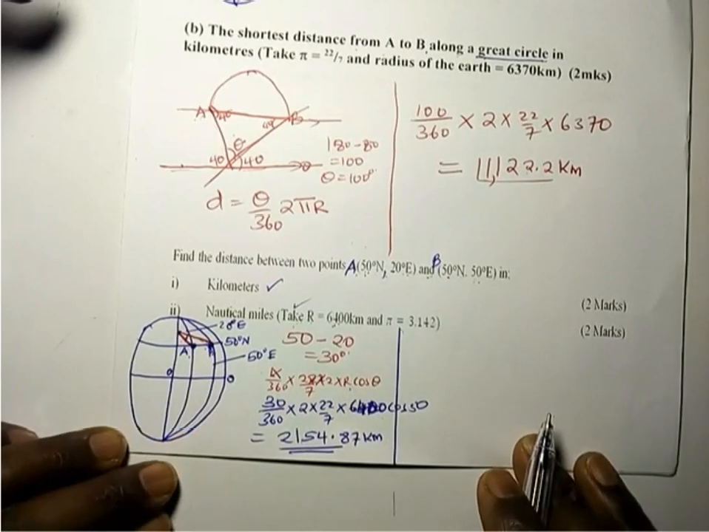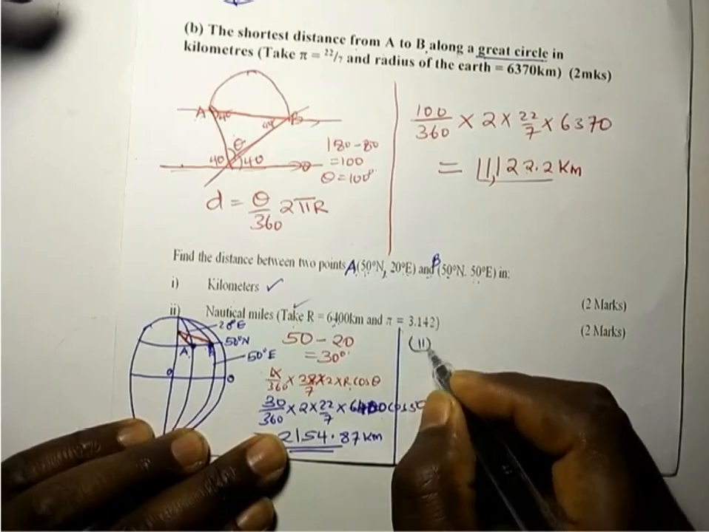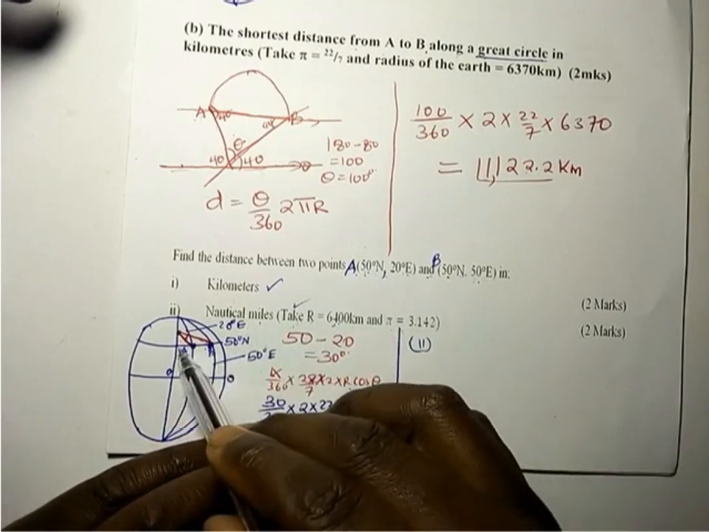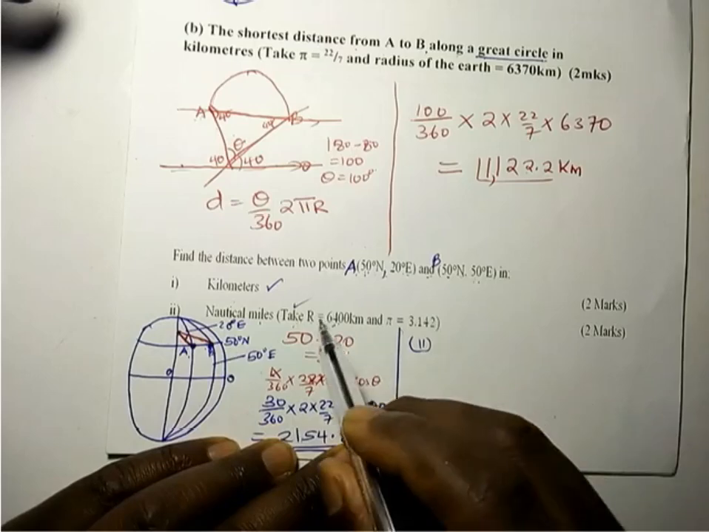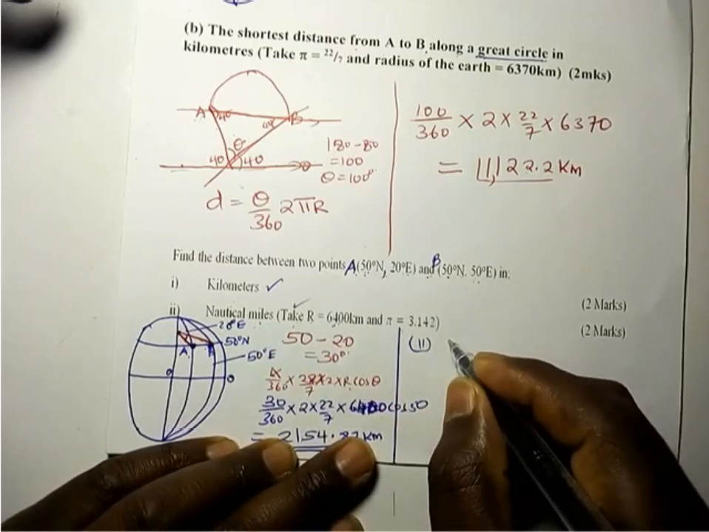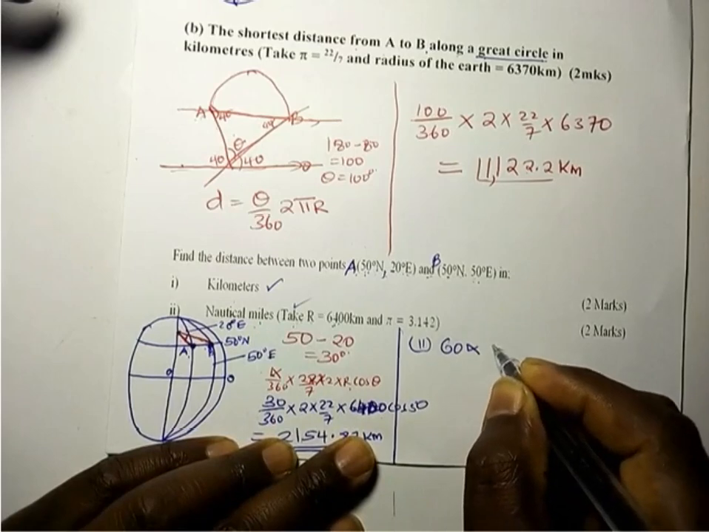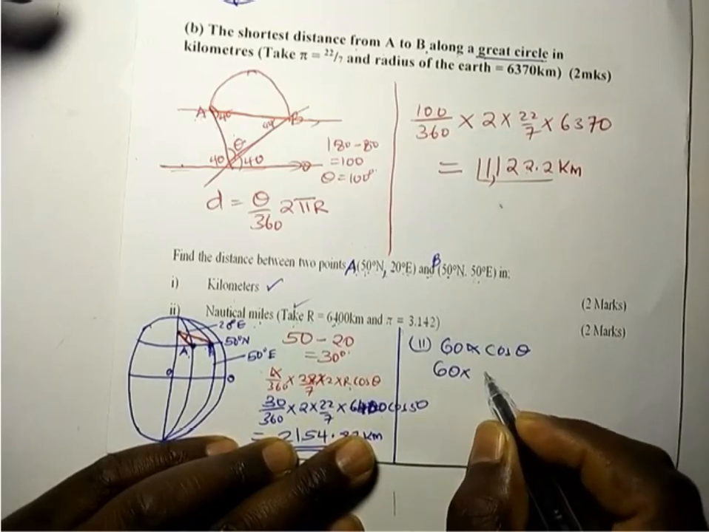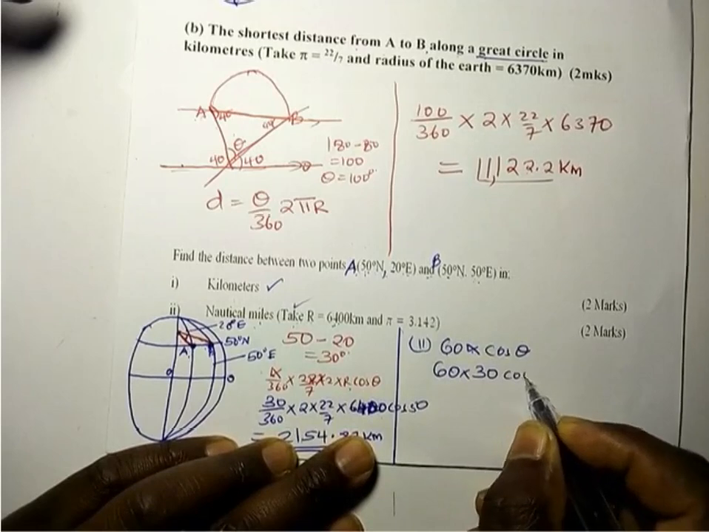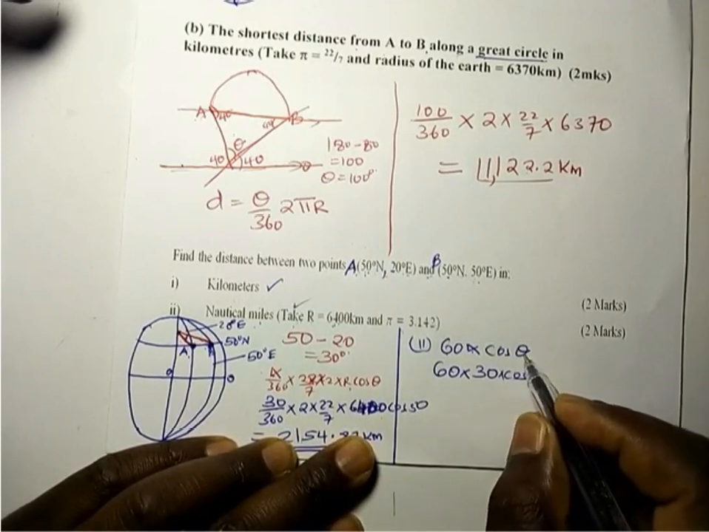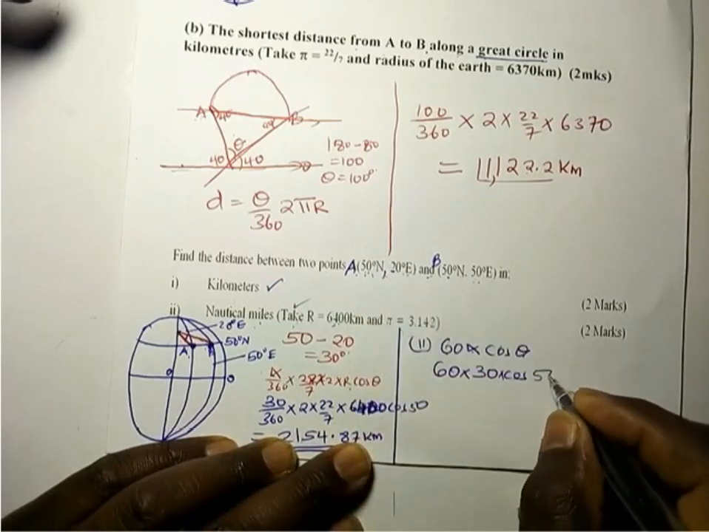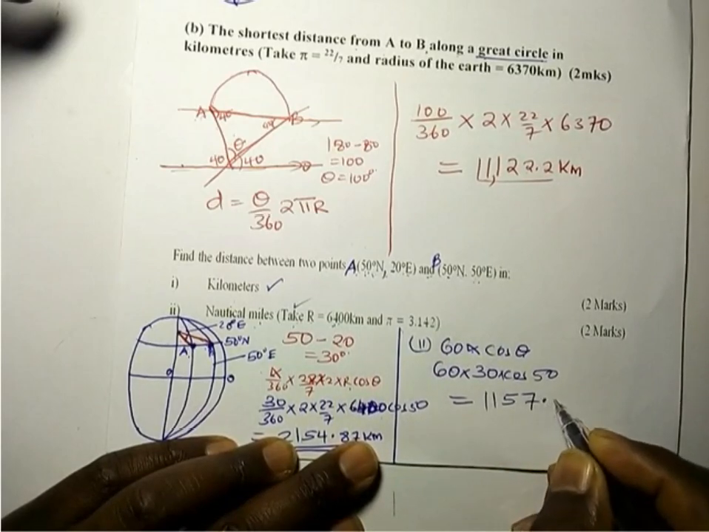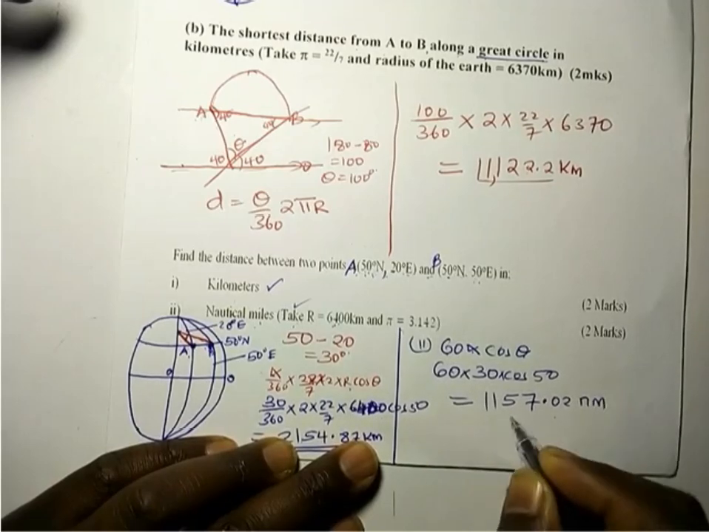Then now part 2, in nautical miles. How do we get the distance along a small circle using nautical miles? We know the formula is 60 times alpha times cos theta. 60 is a constant, times alpha, our alpha is 30, times cos theta, which is the latitude angle, which is 50, cos 50. And this one will give us 157.02 nautical miles.